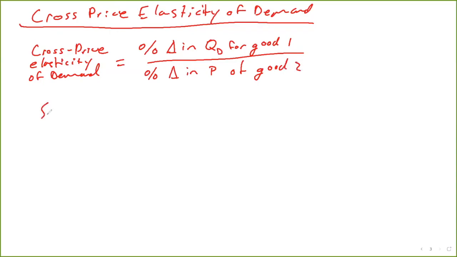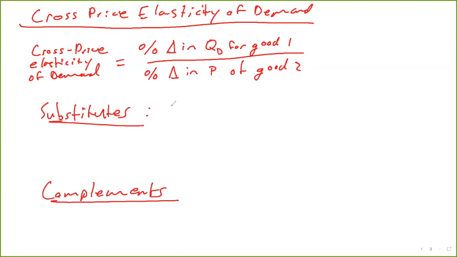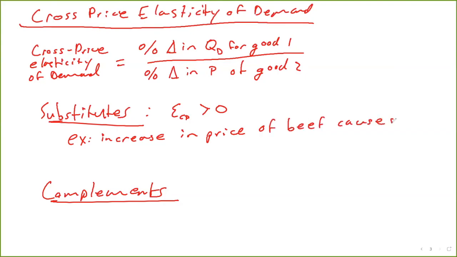So again, I mentioned we have substitutes and complements. So in the case of substitutes, the cross-price elasticity is going to be greater than 0, which means the increase in the price of good 2 is going to cause an increase in the quantity demanded for good 1. So for example, an increase in the price of beef may cause an increase in quantity demanded for chicken, which is a substitute for beef.